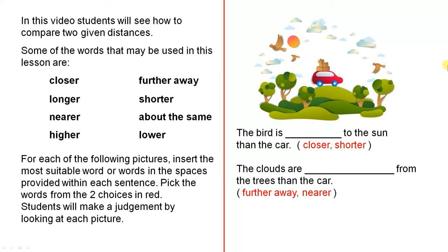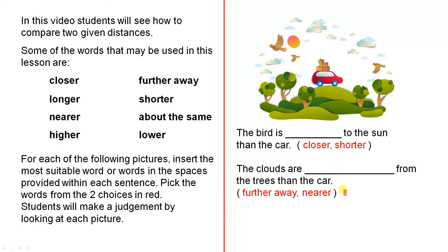Students will make a judgment by looking at each picture. Now, the teachers will explain what's required here verbally, and then they will even give the students the two choices, and the students will decide on the correct word. So for the first one, the bird is closer or shorter to the sun than the car, so they are to pick the correct word here.